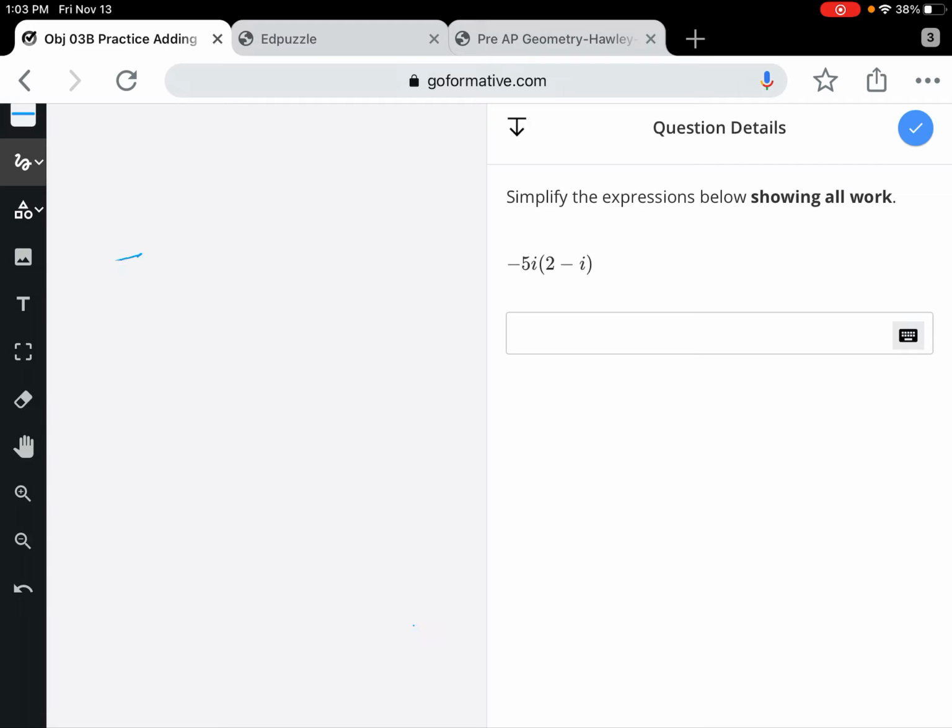This one, it's distributive property. Negative 5i times 2 minus i. Multiply it out. Negative 5i times 2 minus, and then negative 5i times negative 1, or negative i. Negative 1i. That's the one thing I forgot. Remember that there's a negative 1 there.